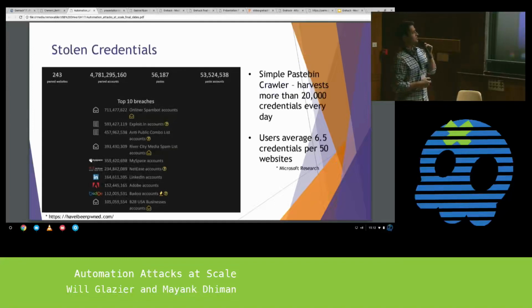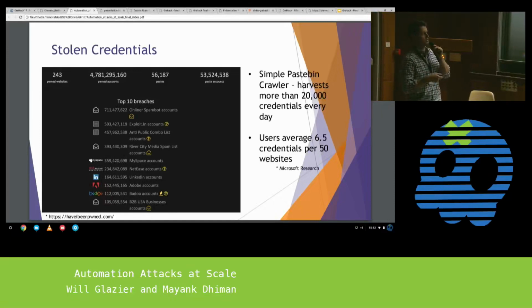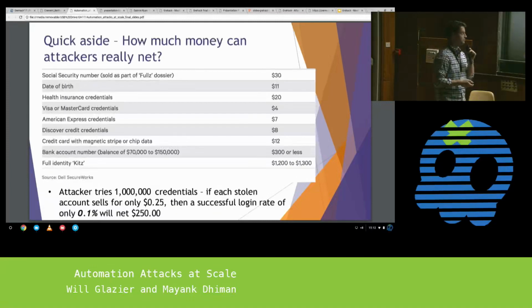This is just a screenshot of the Have I Been Pwned API, which many of you are probably familiar with. You can look up whatever username you want, and it'll show you if it's been compromised in any of the popular breaches on the underground. But some statistics I want to draw your attention to are here. You can write a simple pastebin crawler yourself that crawls Twitter or pastebin itself to get more than 20,000 credentials a day. And users average 6.5 credentials per 50 websites. This is according to the Microsoft research team. So the problem isn't going to go away because humans will always reuse passwords or use a very similar one.